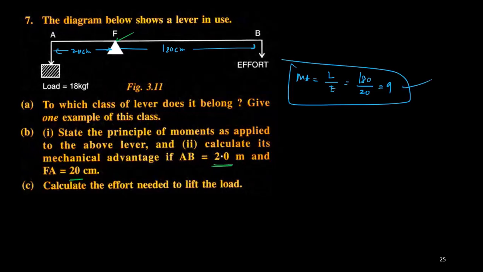And you are asked to calculate the mechanical advantage, and calculate the effort. The load is given as 18 kg. So the L by E ratio that we got is 9. L is 18, so 18 by E equals 9. So E is 2 kg.